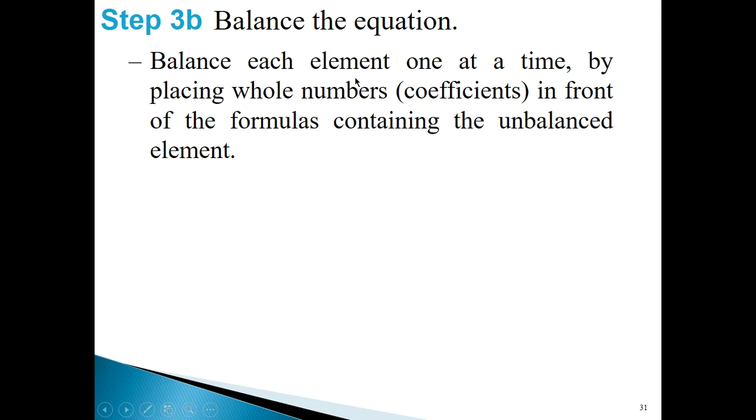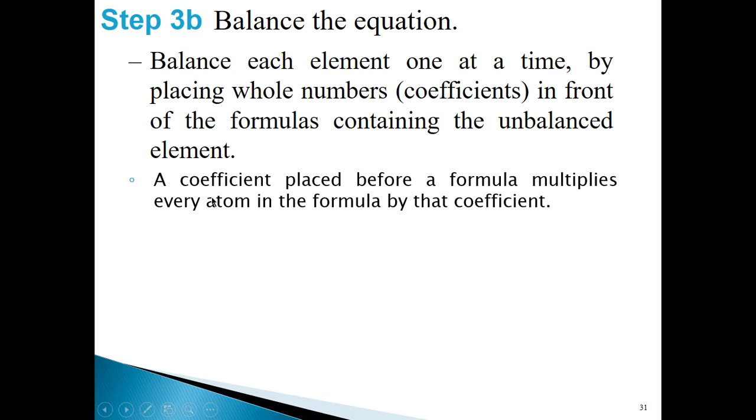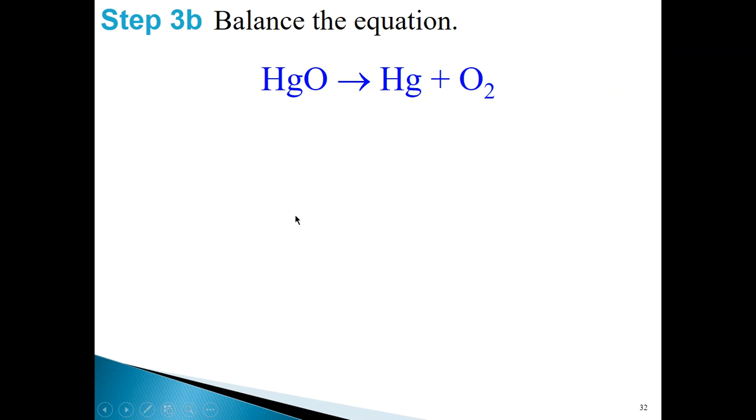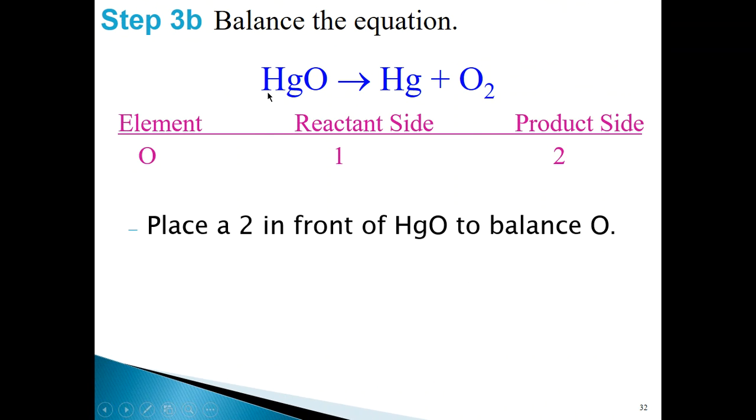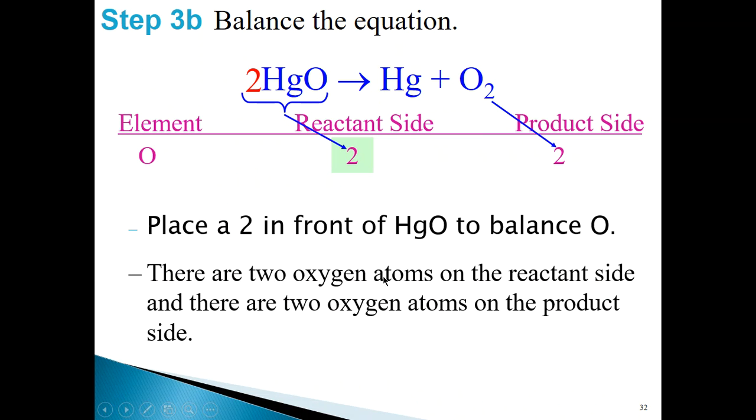Well, we balance each element one at a time by placing coefficients in front of the formulas containing the unbalanced element. And the coefficient placed before the formula, a key thing you need to remember, will multiply every atom in that formula by that coefficient. Going back to this, we want to balance the oxygens, so we place a 2 in front of the mercury(II) oxide. Now the oxygens are balanced: we have 2 oxygen atoms on the reactant side, the left, and 2 on the product side, the right.